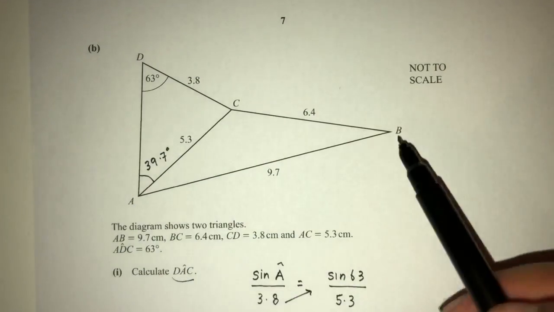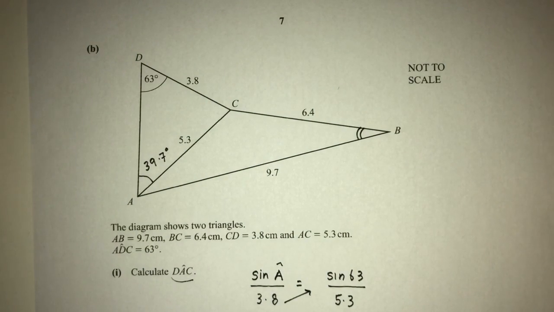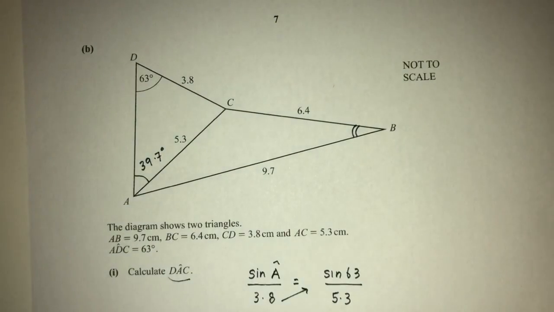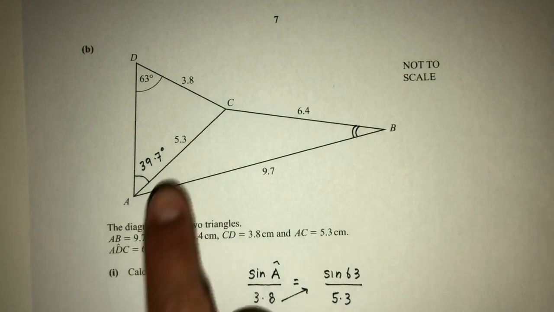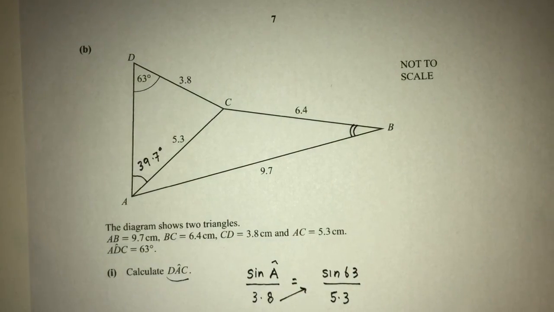So ABC, find this angle. In this case, again, let's look at this triangle by itself. So ABC, you can see that we know all the three sides and we want to find this angle. We have to use the cosine rule.